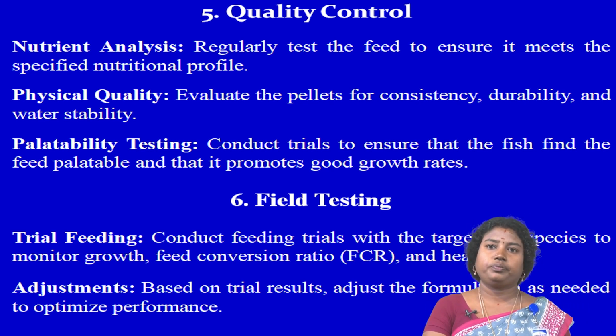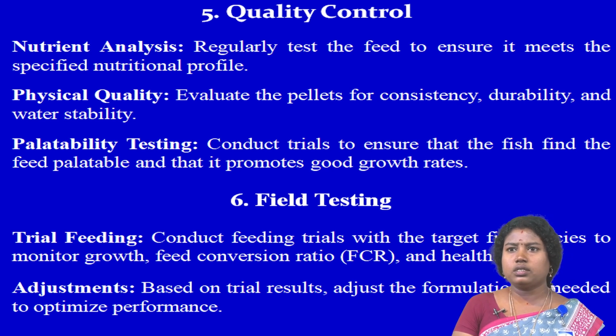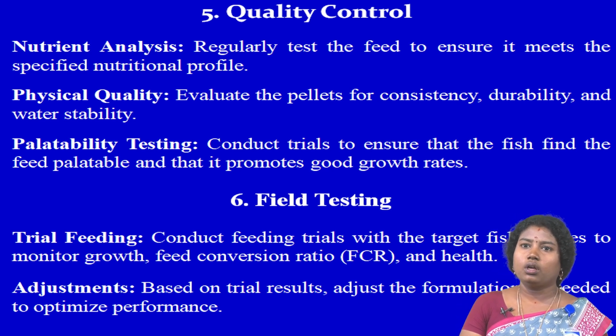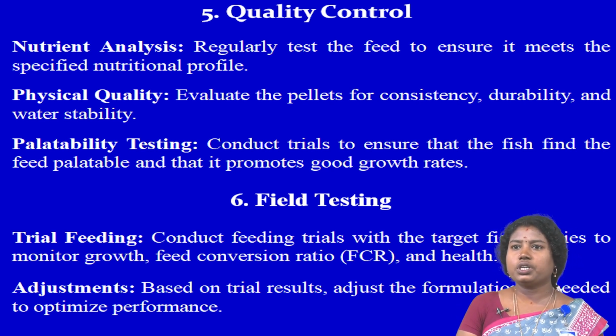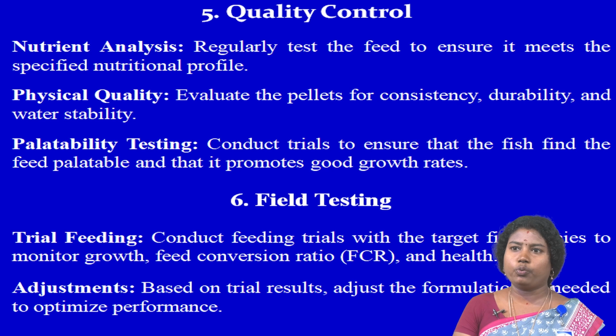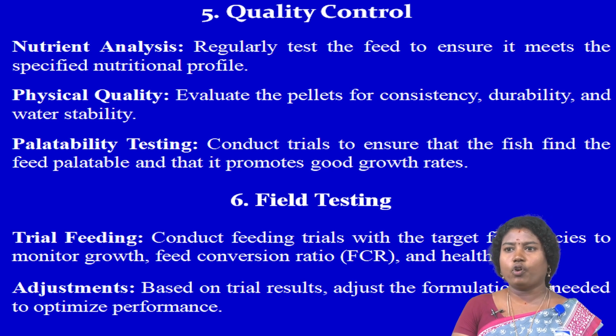Field testing. Trial feeding: conduct feeding trials with the target fish species to monitor growth, feed conversion ratio, and health. Feedback from the field is used to refine feed formulations and processing methods, ensuring continuous improvement in feed quality. Adjustments: based on trial results, adjust the formulation as needed to optimize performance.